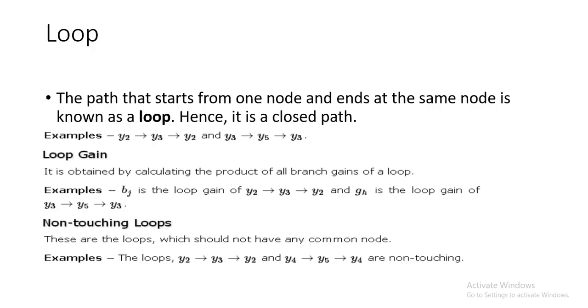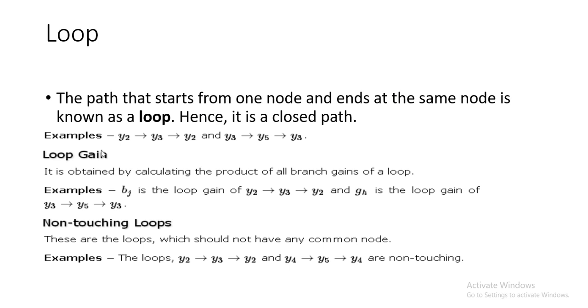Now the next most important thing, that is a loop. So what do you mean by loop? The path that starts from one node and ends at the same node is known as a loop. Hence it is a closed path. See carefully, the closed path is nothing but your loop, but that path must start from one node and end at the same node. So the path that starts from one node and ends at the same node is known as a loop, and that is a closed path.